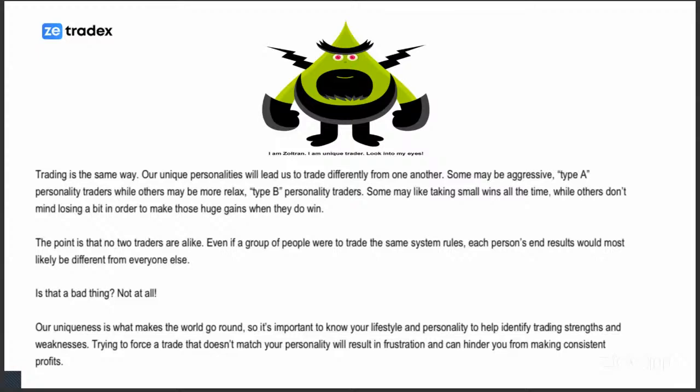Now, trading is the same way. Our unique personality will lead us to trade differently from one another. Some may be aggressive, type A personality traders, while others may be more relaxed, type B personality traders. Some may like taking small wins all the time, while others don't mind losing a bit in order to make those huge gains when they do win. Now, the point is that no two traders are alike. Even if a group of people were to trade the same system rules, each person's end result would most likely be different from everyone else.